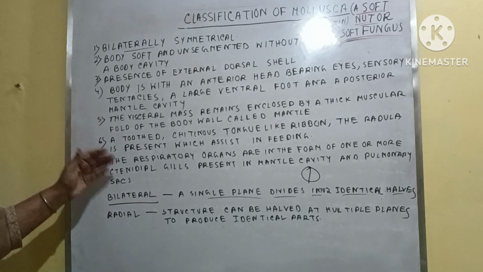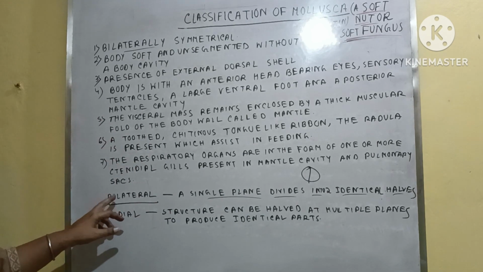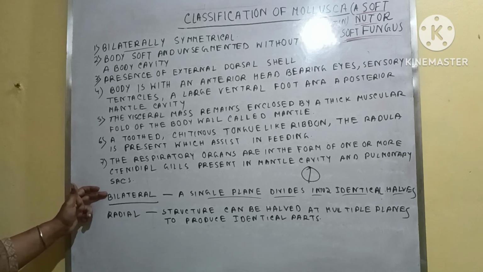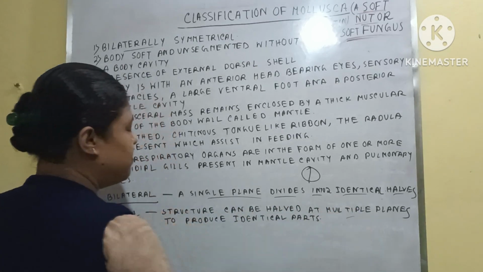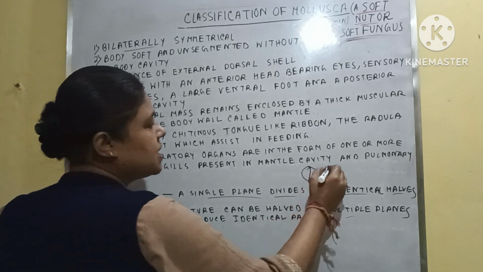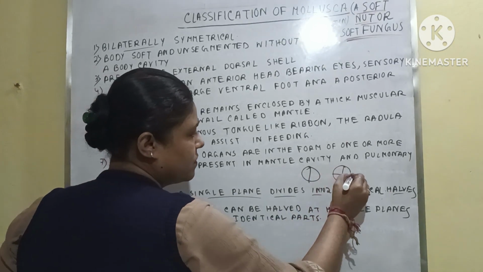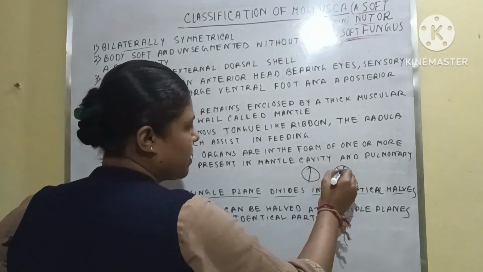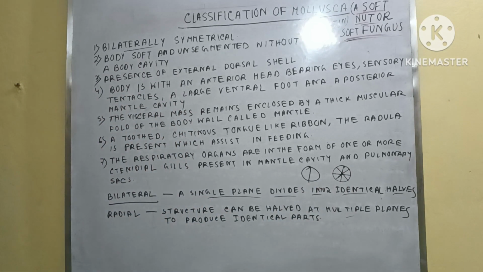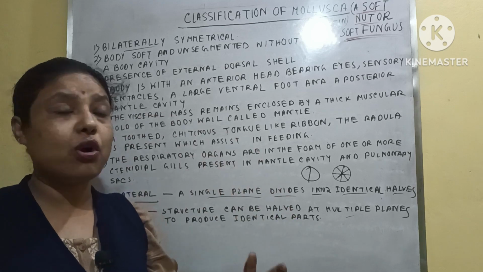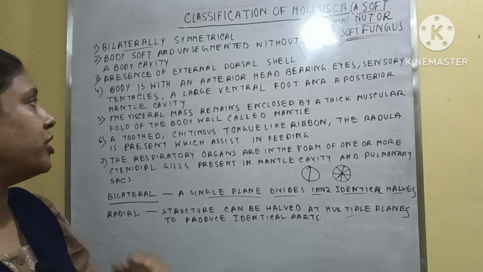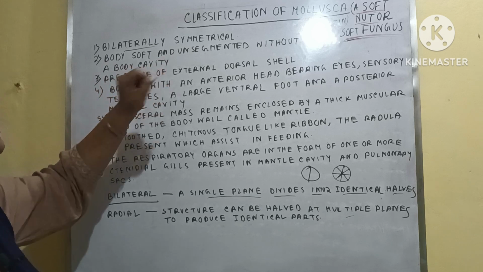Clear? And there are other kinds of symmetry. There are two kinds of symmetry generally: one is the bilateral, another is the radial. Radial is when the structure or organism can be halved at multiple planes to produce identical parts, just like this. This type of symmetry is called radial symmetry. Clear? The second part says that the body is unsegmented. That means no segmentation or no proper segmentation of the body, and they don't have any body cavity.